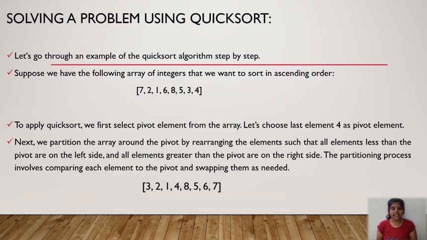Next, we partition the array around the pivot by rearranging the elements such that all elements less than the pivot are on the left side and all elements greater than the pivot are on the right side. The partitioning process involves comparing each element to the pivot and swapping them as needed. Now we get 3, 2, 1, 4, 8, 5, 6 and 7.